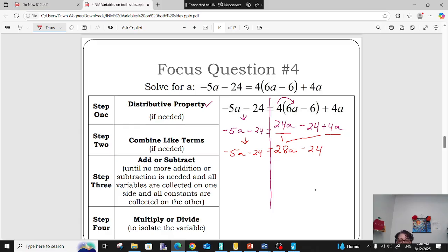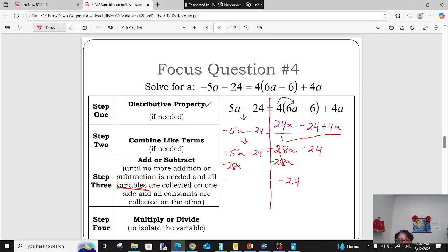Okay, so now what am I going to do? Well, I want to deal with the variables first. You always want to do variables first. There's reasons later. So let's bring this one over here first. You could do it your way. It's just there's certain problems that if you deal with the variables first, it makes it easier. So I'm going to subtract 28a. This cancels. I'm going to be careful because that minus 24, I have to keep this as minus 24.